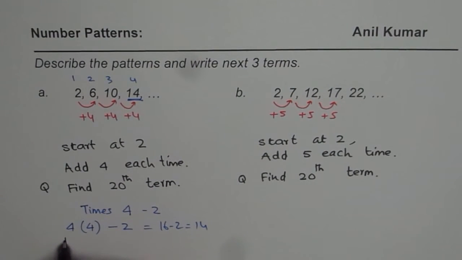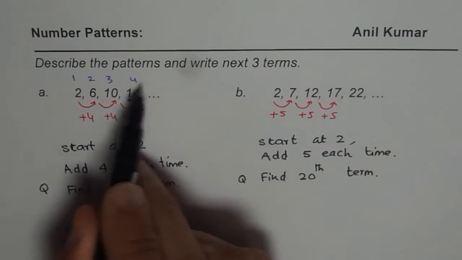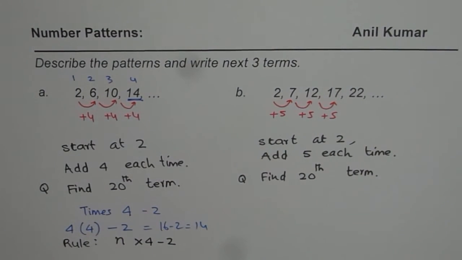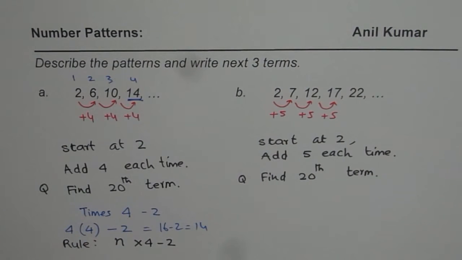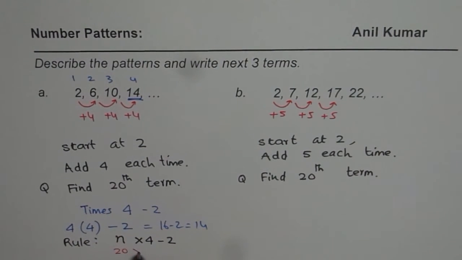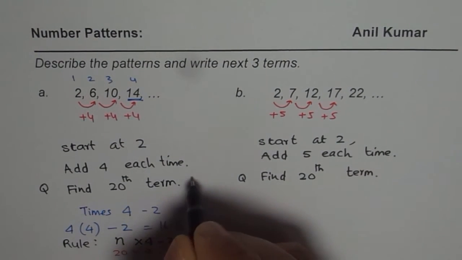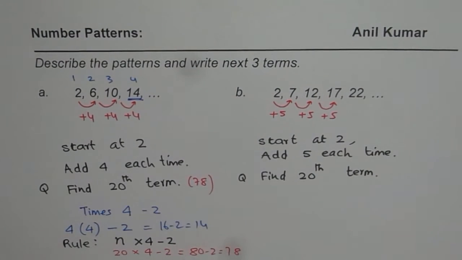So my rule now here is any input number, which is this, so I'll put that as n, a variable, times 4 and then take away 2. So to find the 20th term, what should I do? 20 times 4 take away 2. Now you get it. So it's easy, right? So it is 20 times 4 take away 2, which is 80 take away 2 or 78. So the answer should be 78, right?